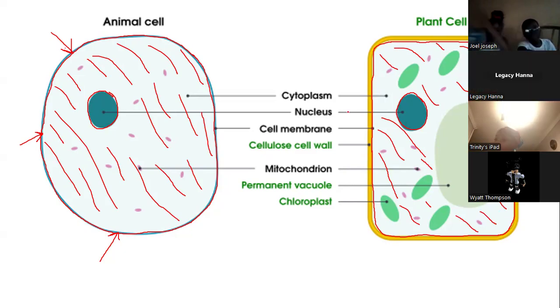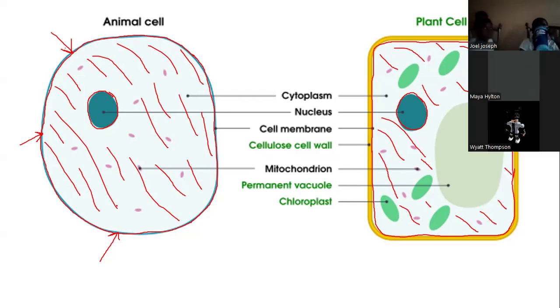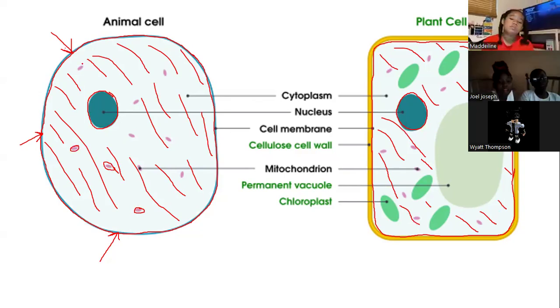Now, the next one that we have is, what do we call these little things right here? Mitochondria. Very good. What's the function of the mitochondria? Mitochondria is the powerhouse of the cell. Very good.